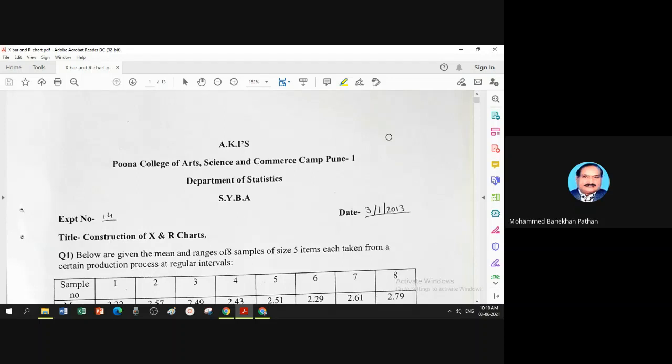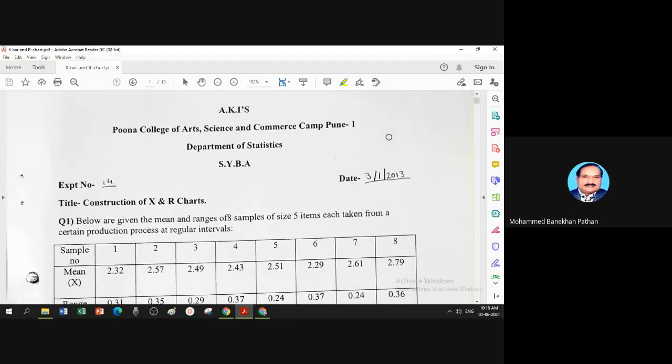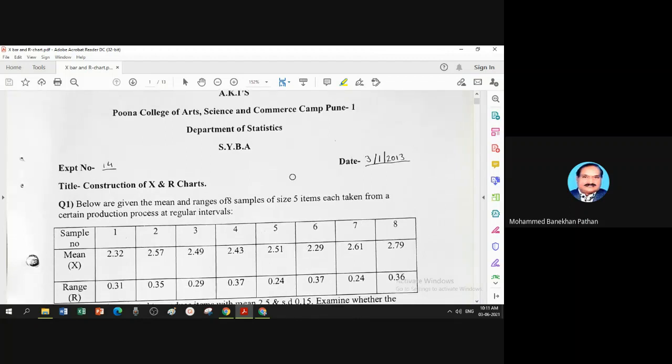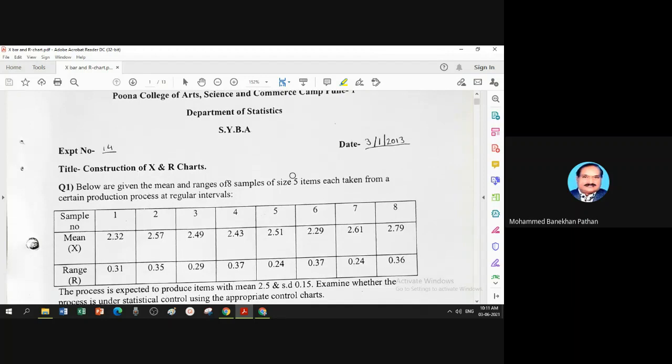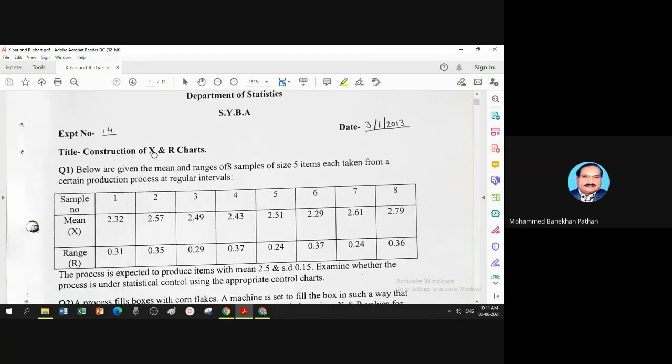This is the practical based on X bar and R chart, what we have discussed in theory lecture yesterday and the day before yesterday. Let us see, the title of the experiment is construction of X bar, the horizontal line should be on the head, and R chart.